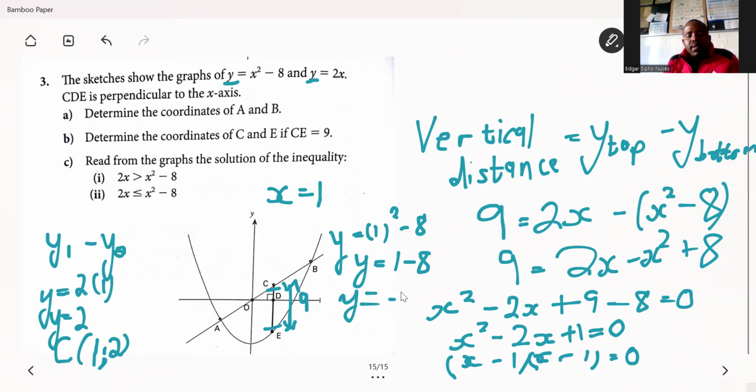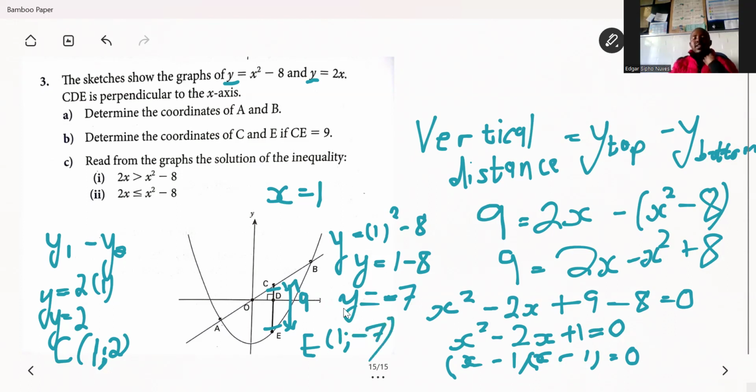One minus 8, that's minus 7. So the coordinates of E is 1 and negative 7. And let me go through the whole process again.